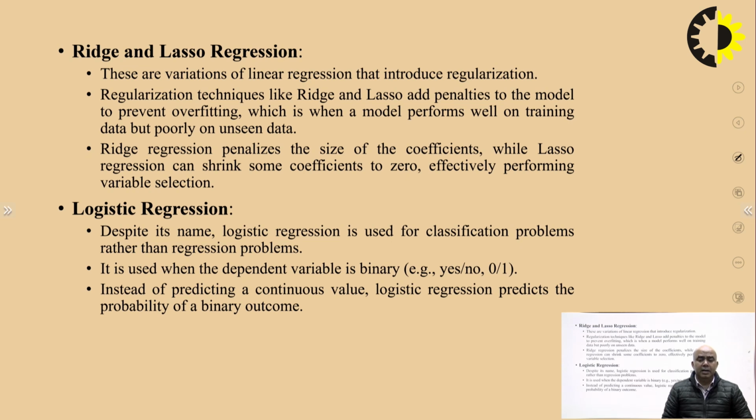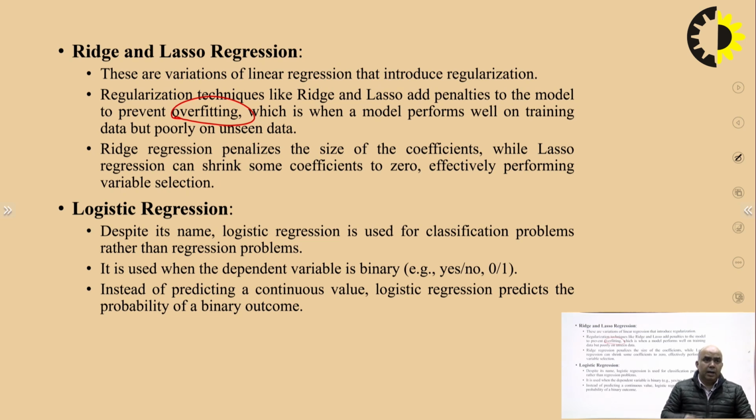These are variations of linear regression that introduce regularization, where regularization techniques like ridge and lasso add penalties to the model to prevent any kind of overfitting. Overfitting is when a model performs well on training data but poorly on unseen data.